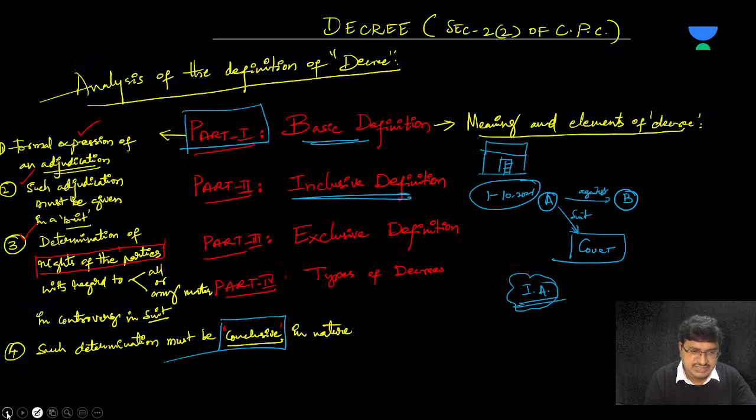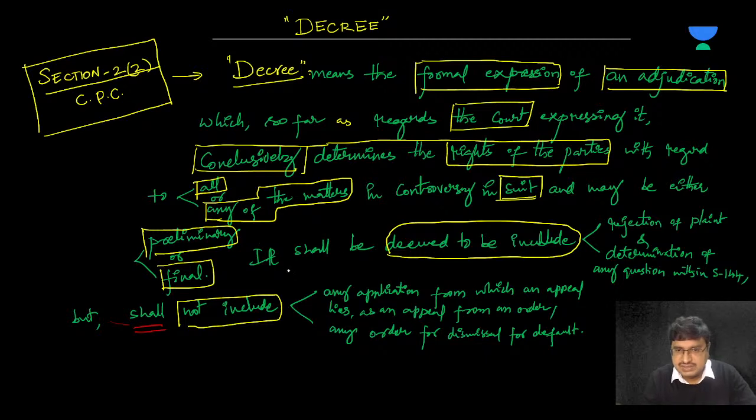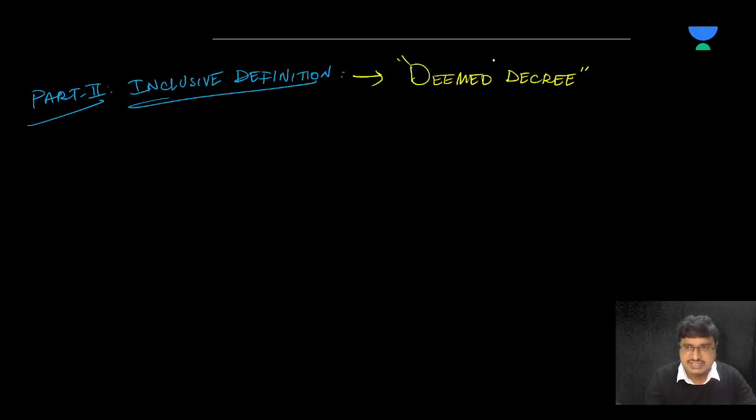Friends, if we see the definition part, it shall be deemed to include rejection of plaint and determination of any question within section 144 CPC. Deemed to include means that it is a deemed decree, friends. It is very clearly and expressly stated that these are also included within the meaning of the word decree. Therefore, now let us see deemed decree. Here the two following items are included in the definition of the word decree. These two are treated as deemed decrees, friends.